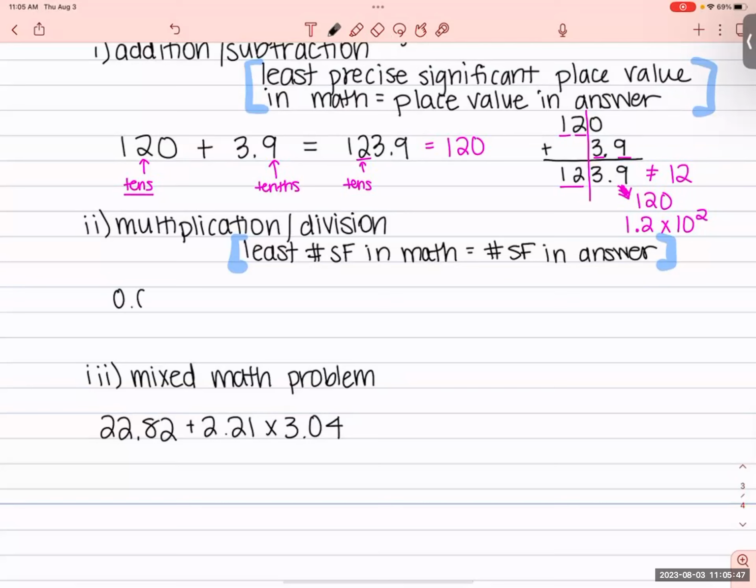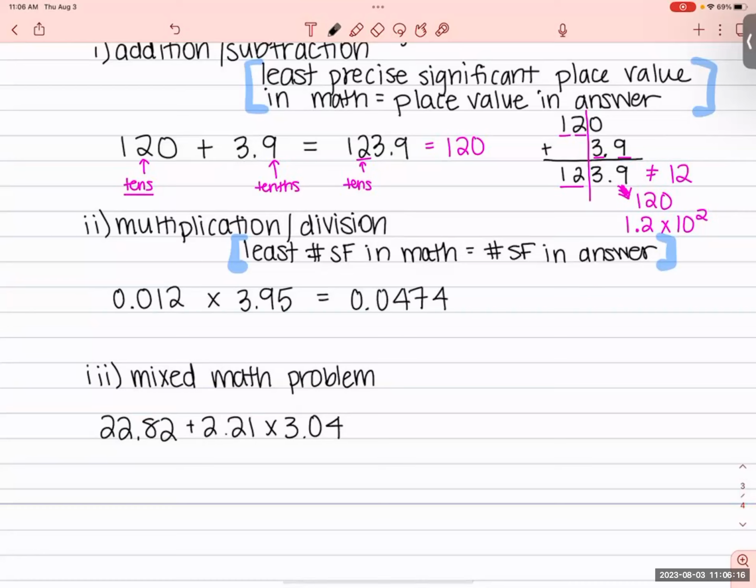So if we have 0.012 times 3.95, we're going to go ahead and get our answer. I don't know why I did something that's not easy to do in my head. What? There you have it.